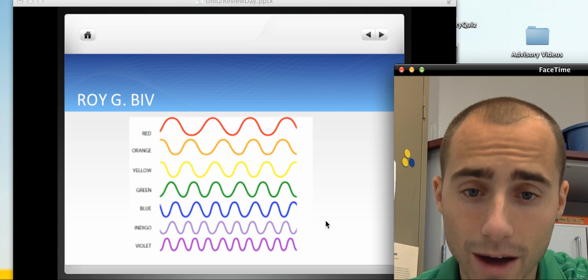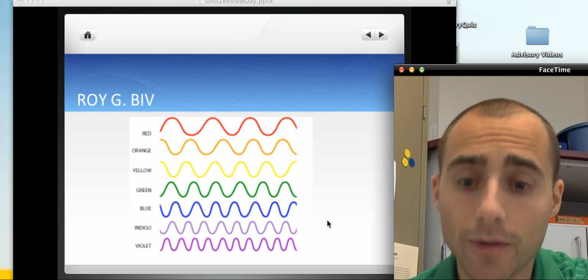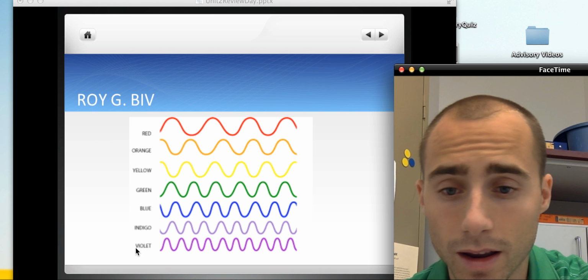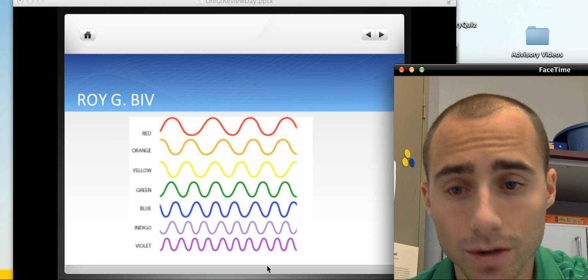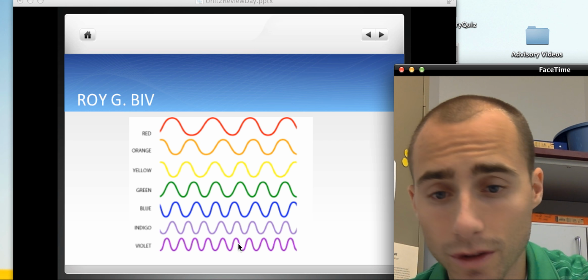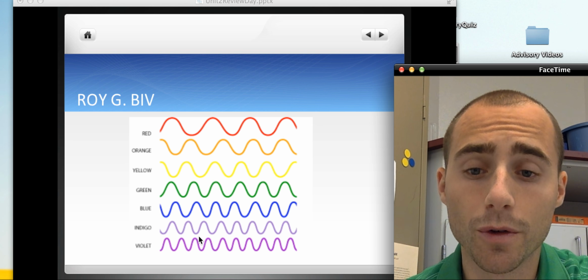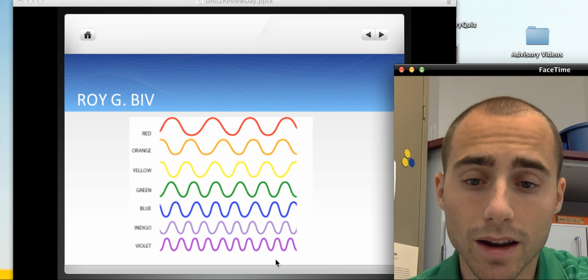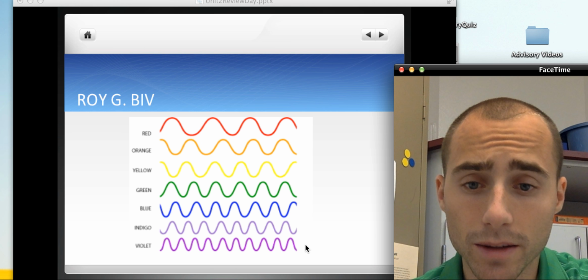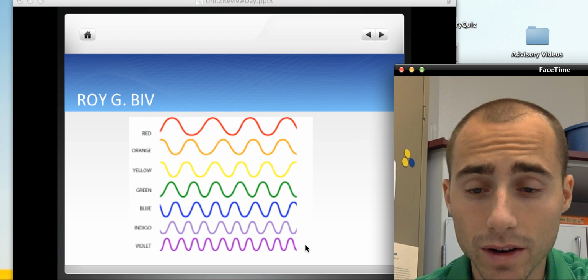As we move down, as we go from red down towards violet, our wavelength decreases and our frequency and energy increase. Meaning, when we get down here towards violet, you can see the difference in the wave. They are happening more frequently. There are more waves here. Therefore, the frequency in violet is going to be much higher than the frequency in red. When we get to violet, our frequency is going to increase, our energy is going to increase, and our wavelength is going to decrease.